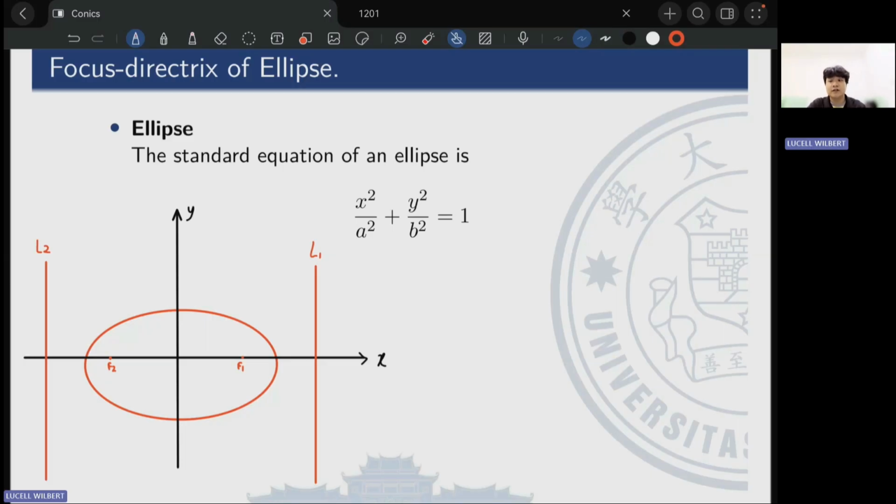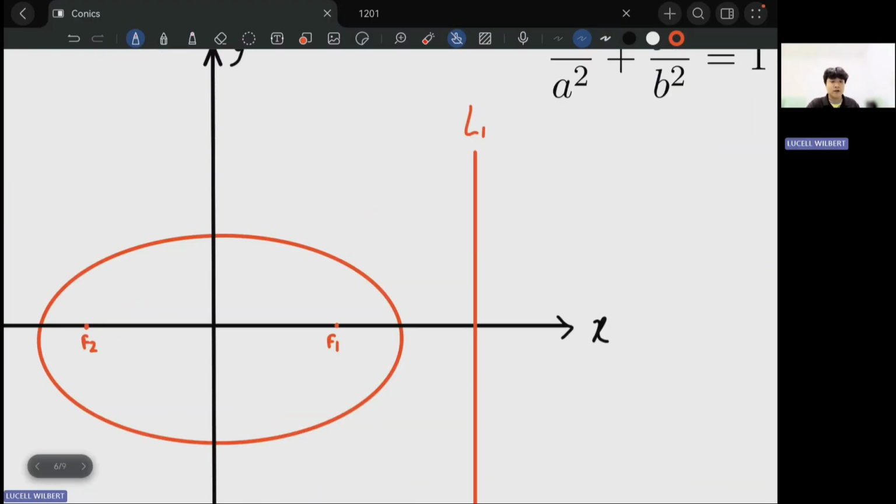Next is an ellipse. An ellipse contains two foci and two directrices. We can define the foci as F1 and F2, and the directrices, the fixed lines, as L1 and L2. Let's say the distance from the center to the focus is c. And we know that the major radius of the ellipse is a. We let one point right here be P. So we can find that the distance from the point P to the focus is a minus c.